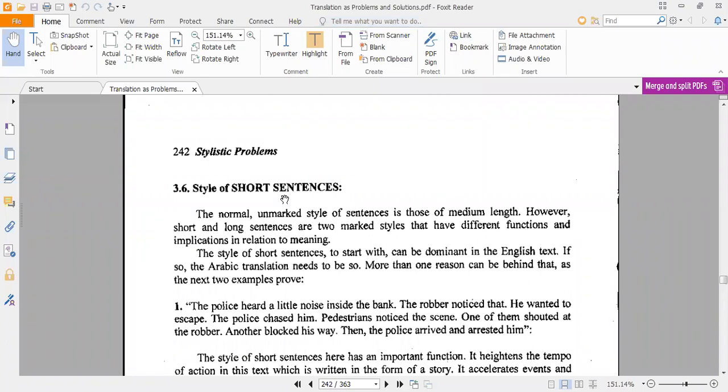Today we are going to talk about the style of short sentences and the style of long sentences. But before that, in the previous lectures we addressed the issues of lexical problems, or problems in translation at the lexical or semantic level, and we said that the most recurring problems in translation, especially in English-Arabic translation, are lexical problems.